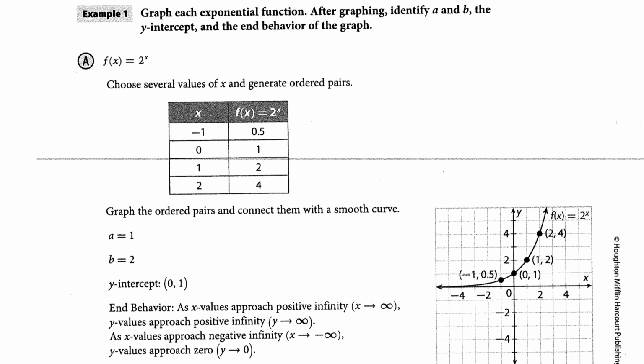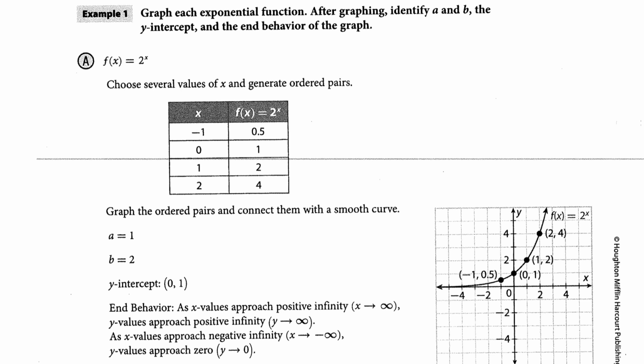A, f of x equals 2 to the power of x. Choose several values of x and generate ordered pairs. So they chose -1, 0, 1, and 2. When they plug in -1, 0, 1, and 2, the outputs they get are 1/2, 1, 2, and 4. Then graph the ordered pairs and connect them with a smooth curve, which they've done to the right.